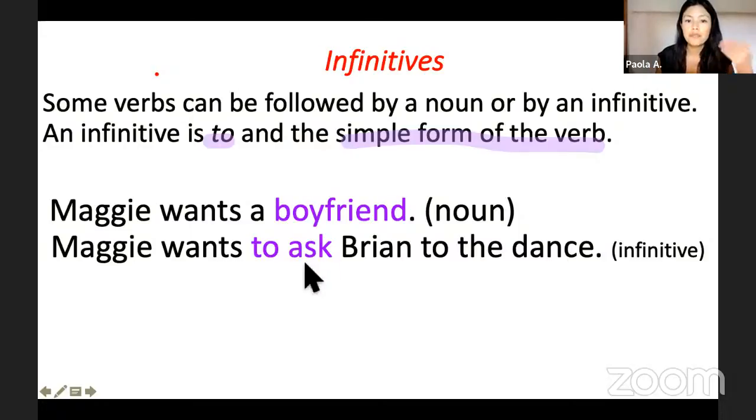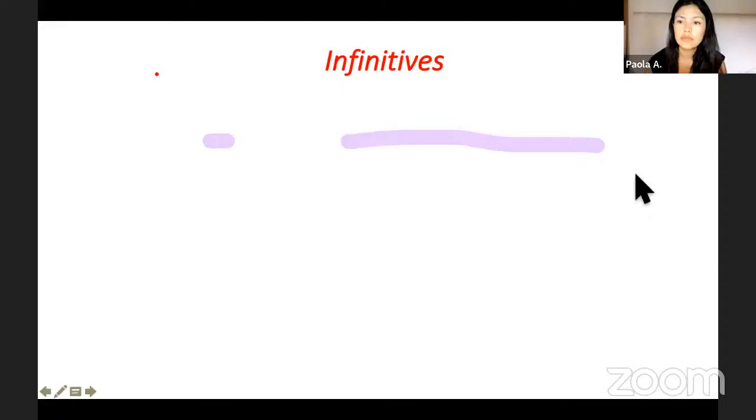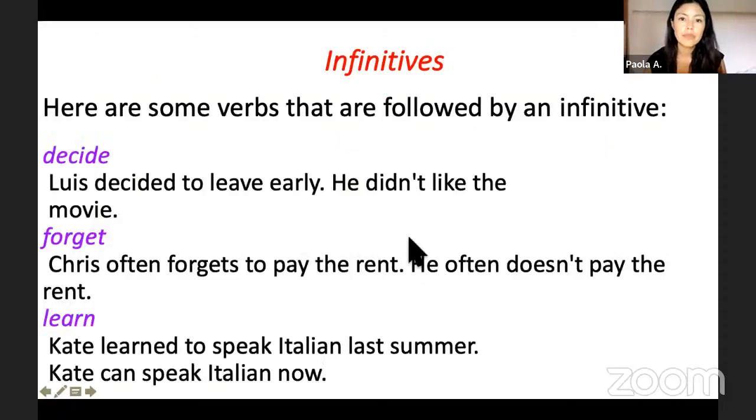Maggie wants to, I don't know, invite Brian to the dance. It could be to, right? Or Maggie wants to convince Brian to come to the dance. But it's always going to be in the infinitive form, right? To and the simple form of the verb. All right, that's called an infinitive. So we're going to learn some of these verbs that go before the infinitive. The first one is want. Let's see the next one. Okay, these are other verbs.